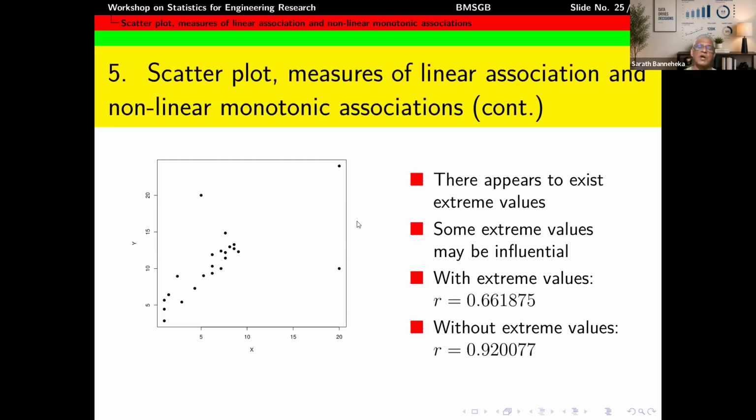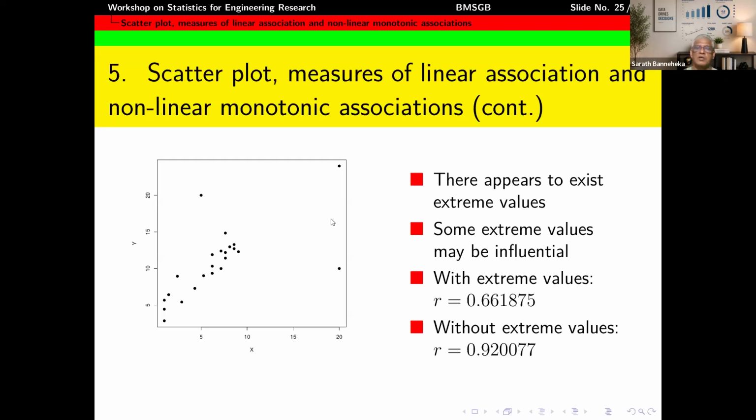So if somebody calculates the correlation coefficient directly without looking at the scatter diagram, he will get this answer. And he will interpret it as the relationship between x and y for the sample being some kind of moderate linear relationship. That may not be the correct interpretation if, for example, these observations were errors and they should have been removed or corrected.